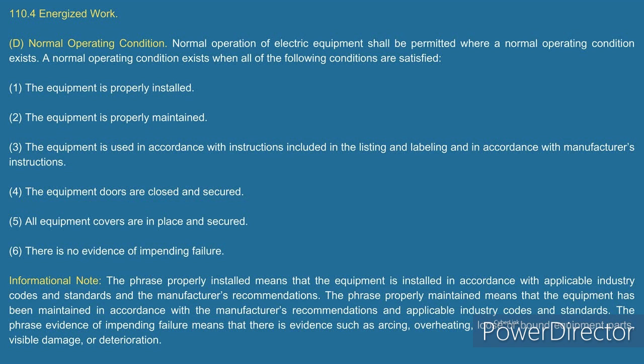And if you look at the last sentence, it talks about the phrase evidence of impending failure. What does that mean? There's evidence such as what? Arcing, overheating. You can have loose or bound equipment parts, any type of visible damage or deterioration. If that's the case, then that means that equipment's not under normal operating conditions.